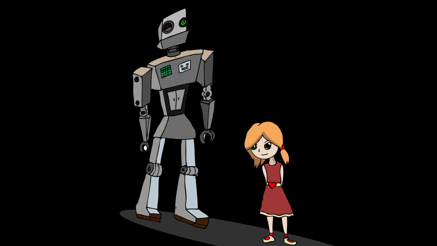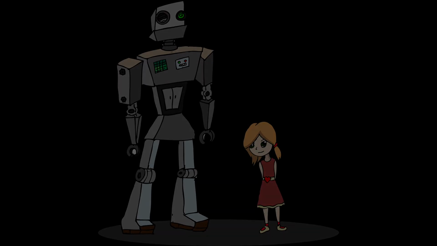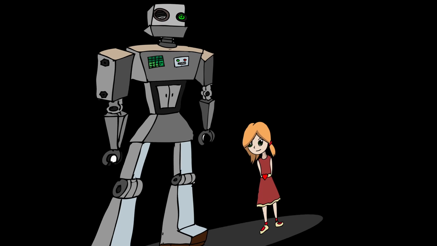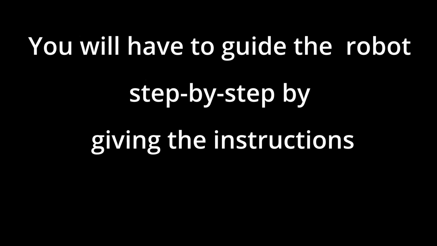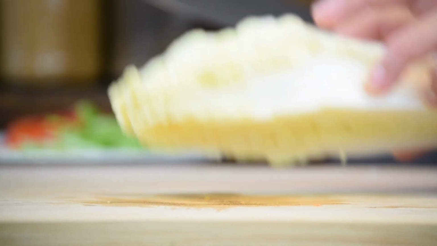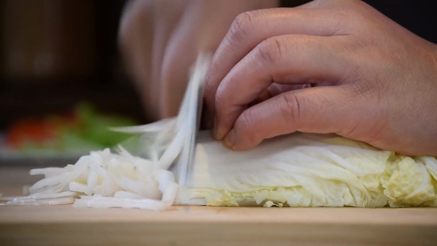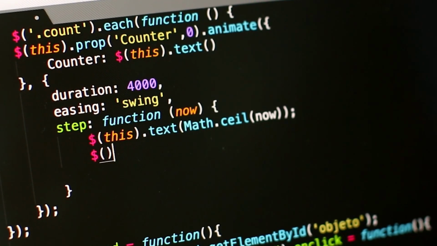You just can't say "make a sandwich" to the robot, because the robot is not going to understand how the sandwich is made. So you will have to guide the robot step by step by giving instructions. You will have to give specific instructions so it can make the sandwich for you. The steps could include: pick two slices of bread, put the bread on the plate, pick up the jar of peanut butter, open the jar, dip the knife into the peanut butter, spread the peanut butter on one slice of bread, and so on. So, programming is exactly like that.